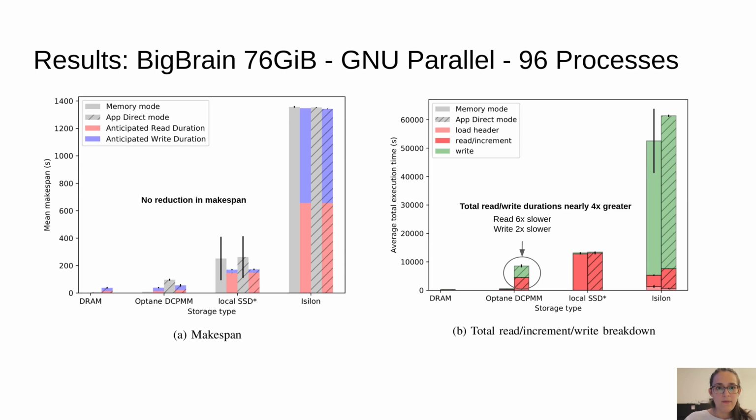And then we increased the number of processes. So the same data set with GNU Parallel, but 96 processes this time. When we looked at the makespan, we noticed that there was no reduction in makespan compared to the 25 processes. And when we looked at the breakdown, we noticed that the total read and write durations were almost 4 times greater for each storage device, with the read in AppDirect mode being 6 times slower and the write being 2 times slower.